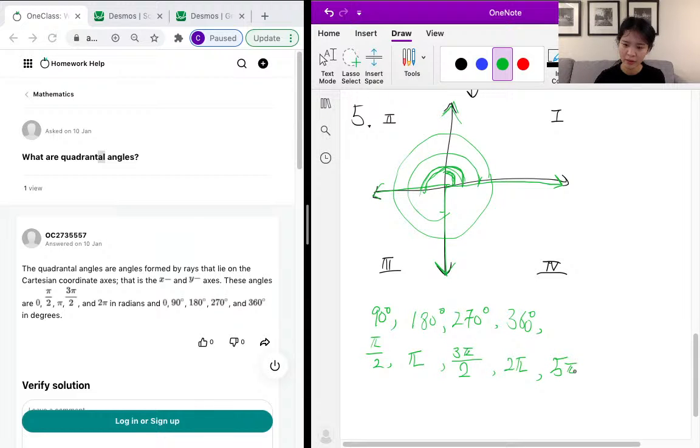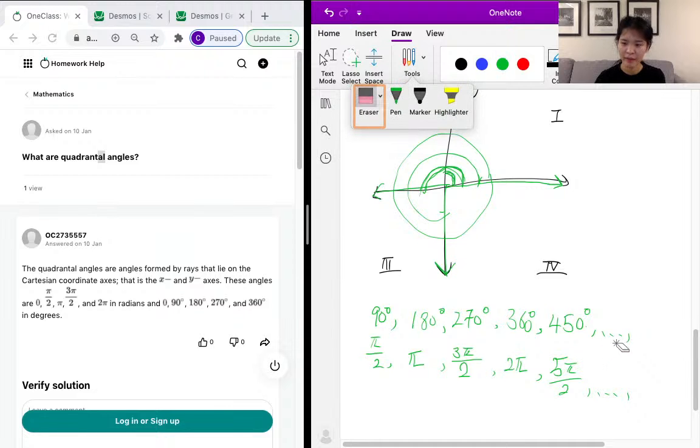pi over 2 radians, which is another 90 degrees, so 360 plus 90, which is 450. Yes, and this again just goes on and on. Yeah, and that's all I'm going to cover for the quadrantal angles.